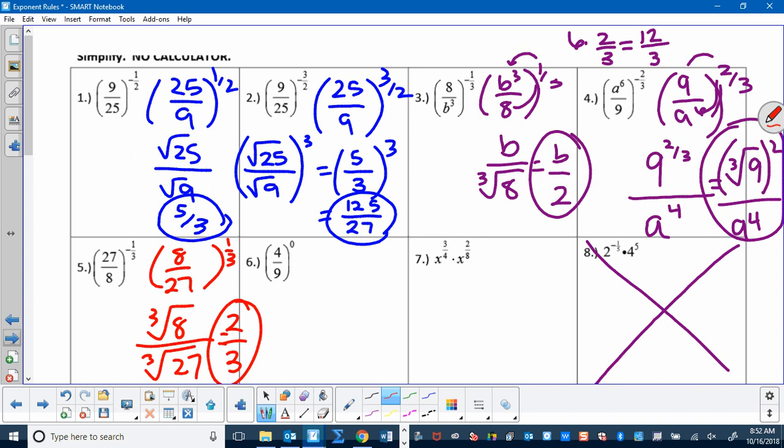Did you guys get that right by yourself? Did you feel good getting that right by yourself? Hopefully. Okay, what about the next one? The easiest one ever. Anything to the 0 power is 1.